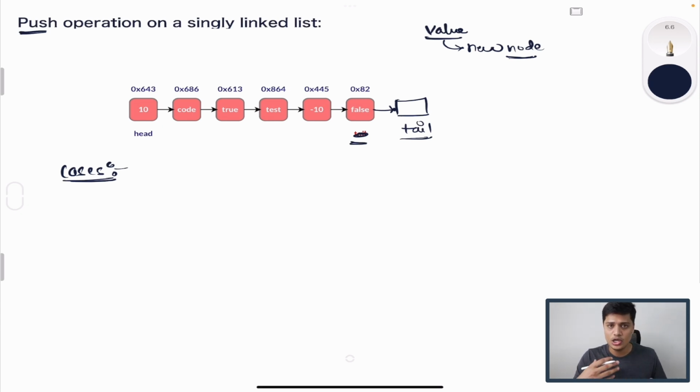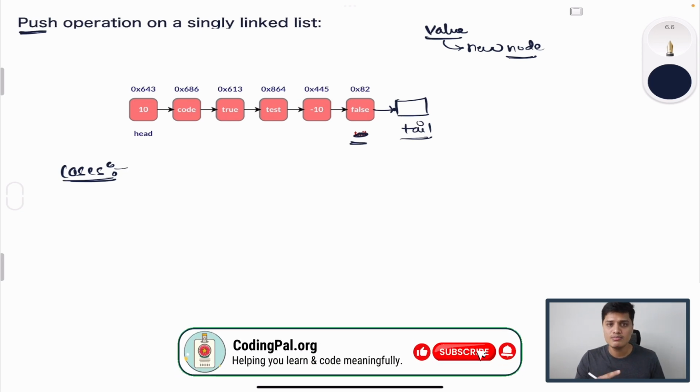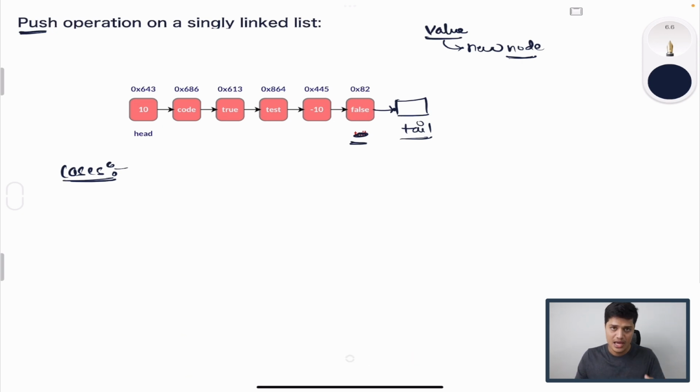Whereas when you are trying to remove the value from the singly linked list, then there will be three scenarios. First scenario is basically the singly linked list can be empty, the second scenario is where we have only one node, and the third scenario is where we have more than one node inside the singly linked list representation.